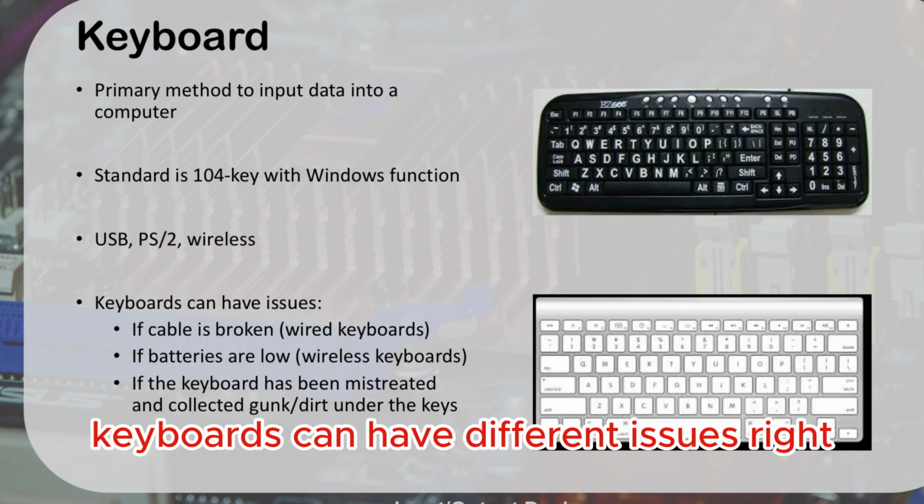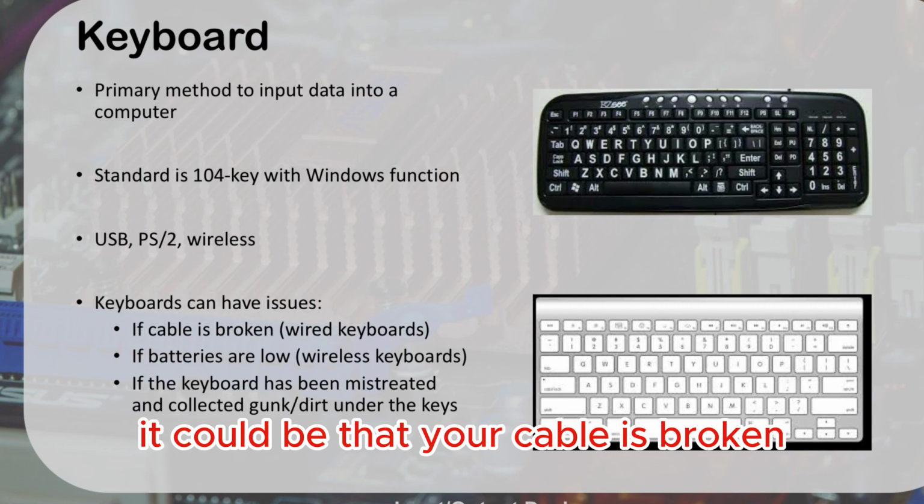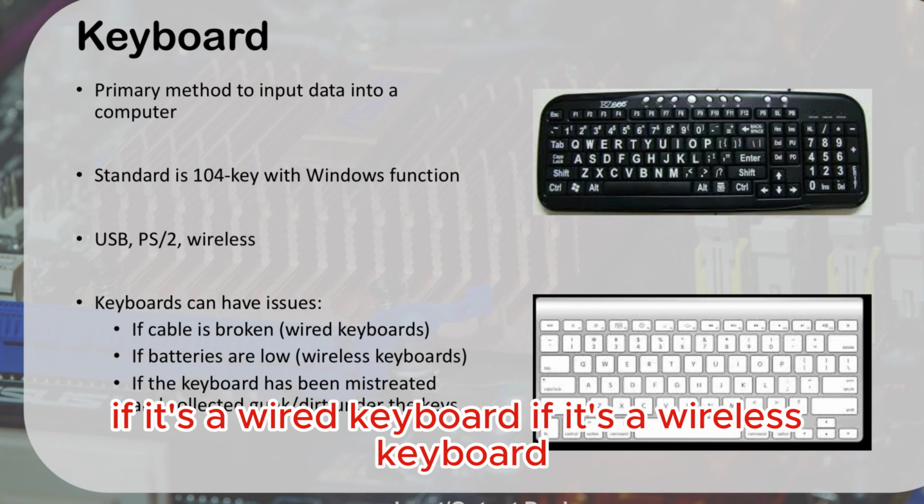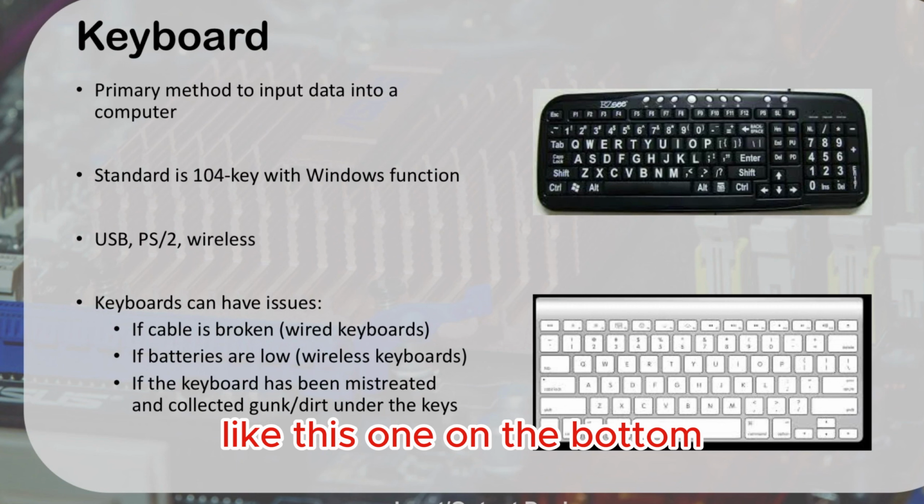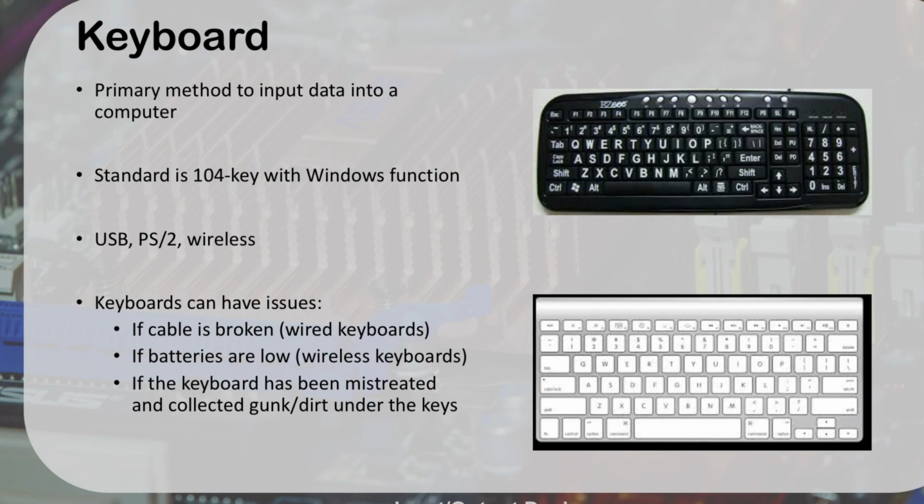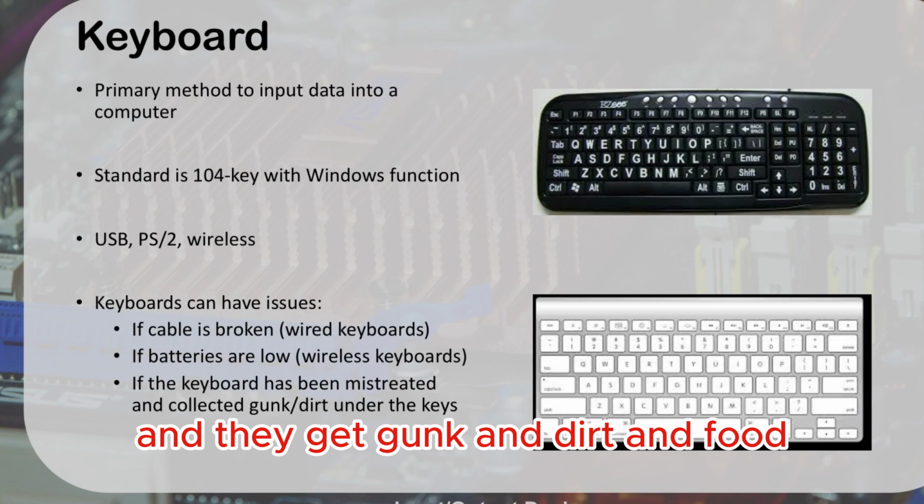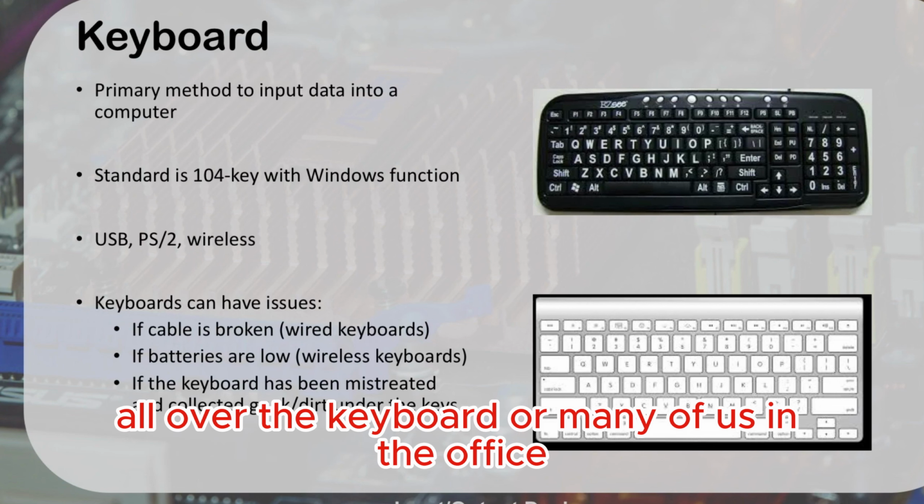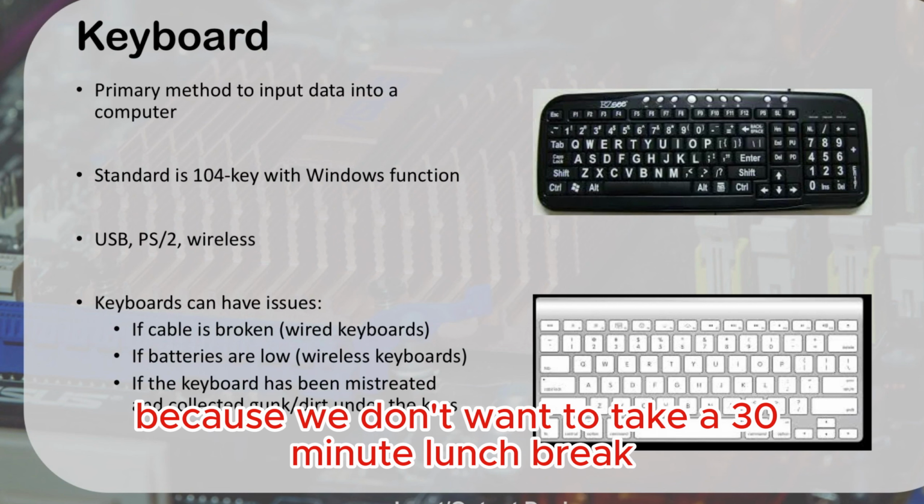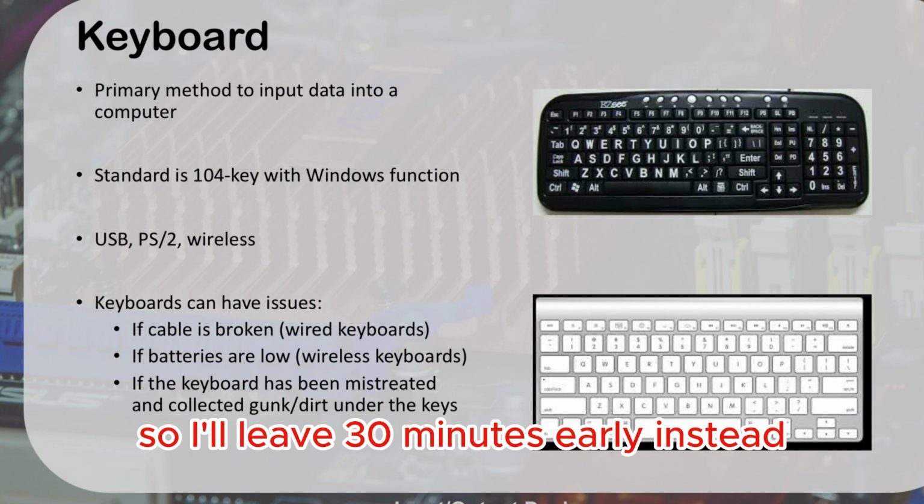Keyboards can have different issues, right? If your keyboard's not working, it could be that your cable is broken if it's a wired keyboard. If it's a wireless keyboard like this one on the bottom, it could be that your batteries are low. If your keyboard has been mistreated because you have children and they get gunk and dirt and food all over the keyboard, or many of us in the office, we sit at our desk and eat because we don't want to have to take a 30-minute lunch break. So we want to leave 30 minutes early instead.